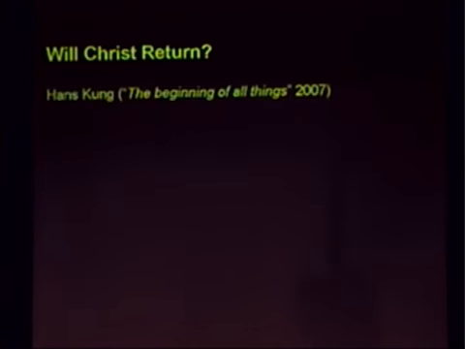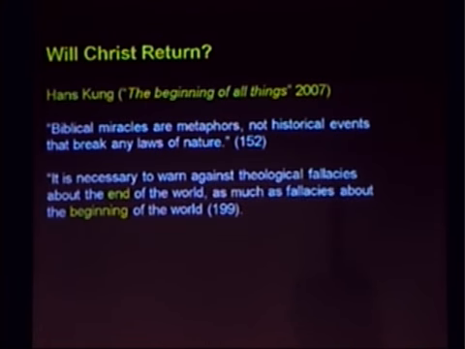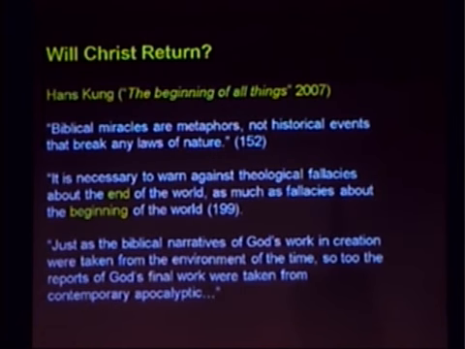Now, Hans Kung, the Catholic theologian, writes, biblical miracles are metaphors, not historical events that break laws of nature. And he works this through consistently because he says it's necessary to warn against theological fallacies about the end of the world as much as about the beginning of the world. So he argues we can't take Genesis at face value, but neither can we take Revelation.